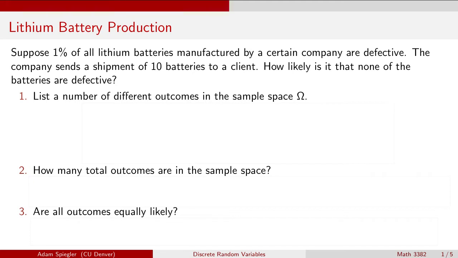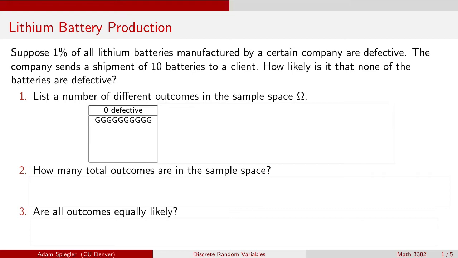So let's first consider what the sample space of this experiment would look like. So here we're picking 10 random batteries. And so for example, one possible outcome would be none of the batteries are defective. And so here a G denotes that we picked a good battery. So we have the first battery is good, second battery is good, all 10 batteries that we pick are good. So that's one possible outcome from this experiment, that we pick 10 good batteries.